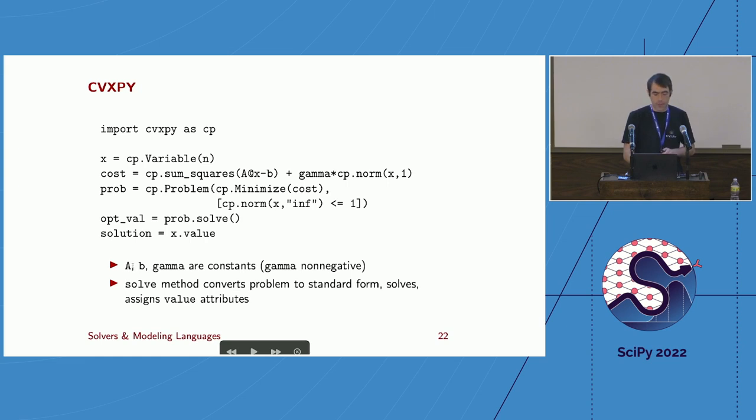Very nice questions. So here, A, B, and gamma are constants. Many things are supported, but generally NumPy arrays. And after you call solve, it assigns the solution value of x to this .value field. So all the variables get a solution value, which you can read off later.